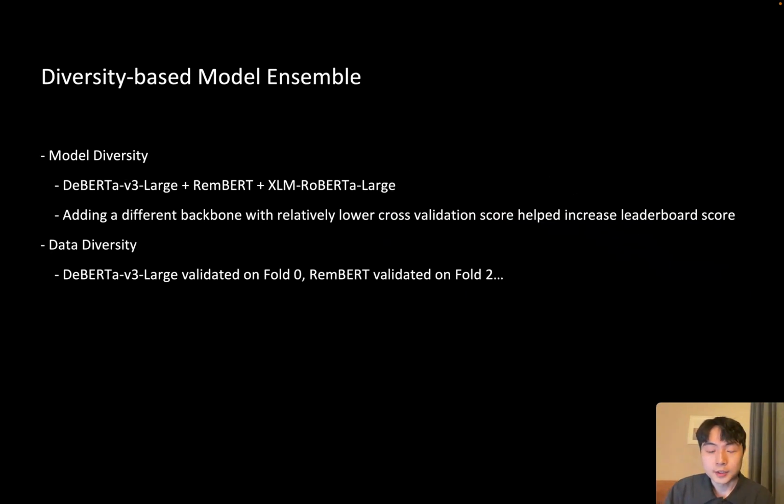In addition to a soft voting based ensemble, a technique where model prediction probabilities are summed to get final predictions, we use a diversity based approach when selecting models for ensembling. So we ensured model diversity, as adding a different backbone with a relatively lower cross validation score actually helped increase leaderboard score. We also ensured some data diversity by, for example, validating the DeBERTa v3 large model on fold 0 and then training on the rest, and validating the RemBERT model on fold 2 and then training on remaining folds, and in such manner.